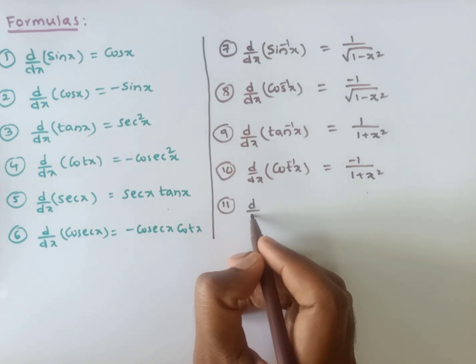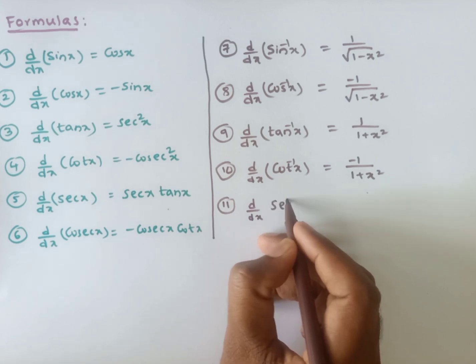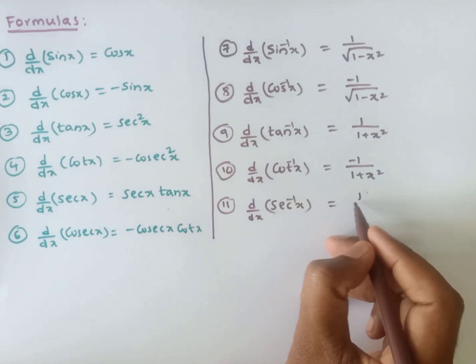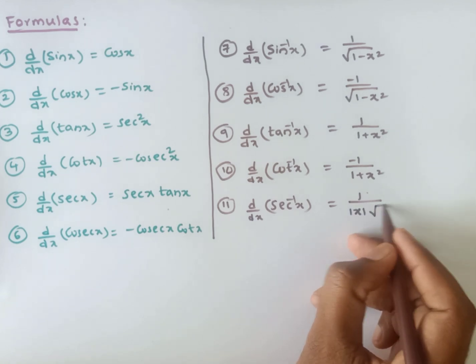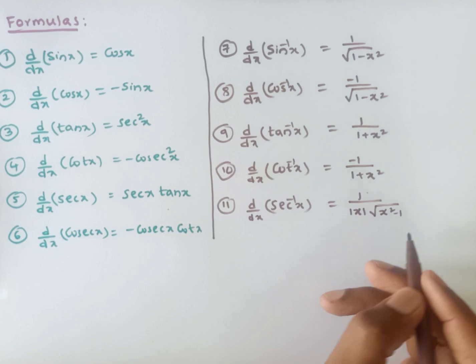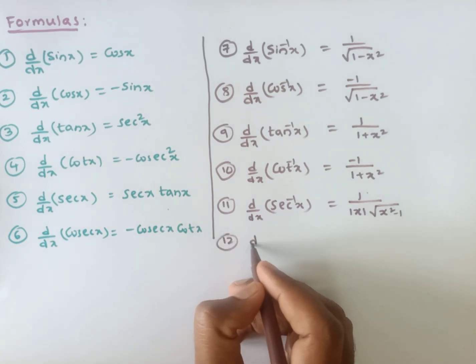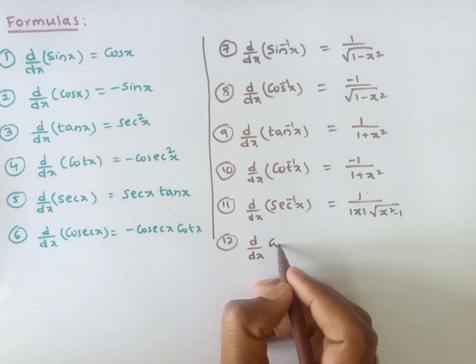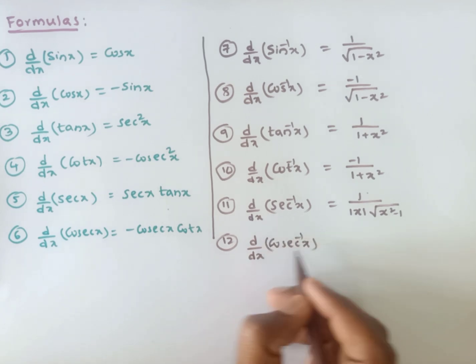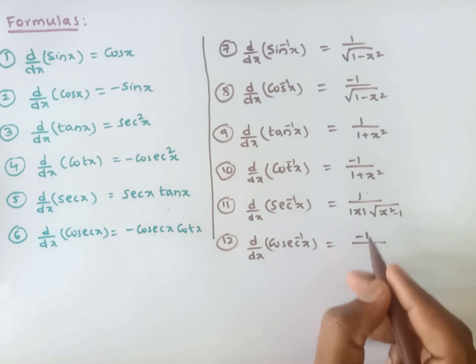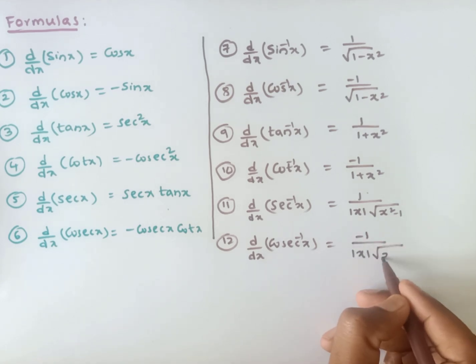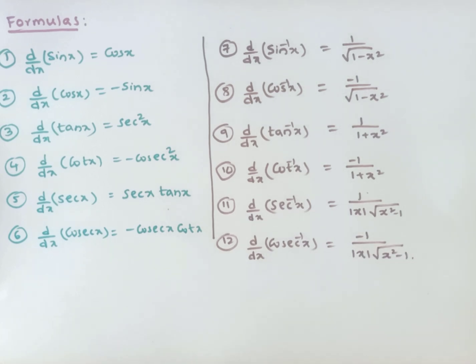11th one, d by dx of secant inverse x is 1 divided by modulus of x into square root of x square minus 1. And the 12th one, d by dx of cosecant inverse of x, is minus 1 divided by mod x into root of x square minus 1. So these are the formulas for the derivatives of trigonometric functions and inverse trigonometric functions. Now we will solve some problems on derivatives of inverse trigonometric functions.